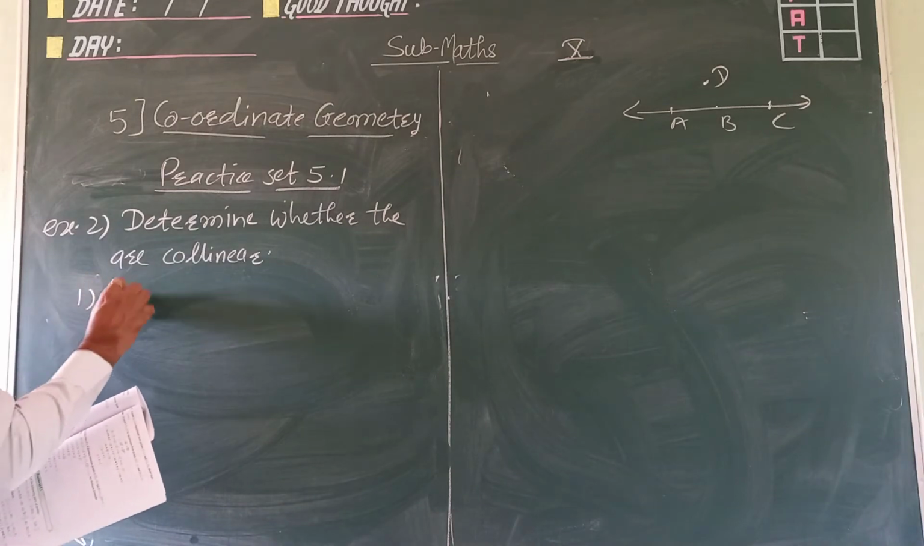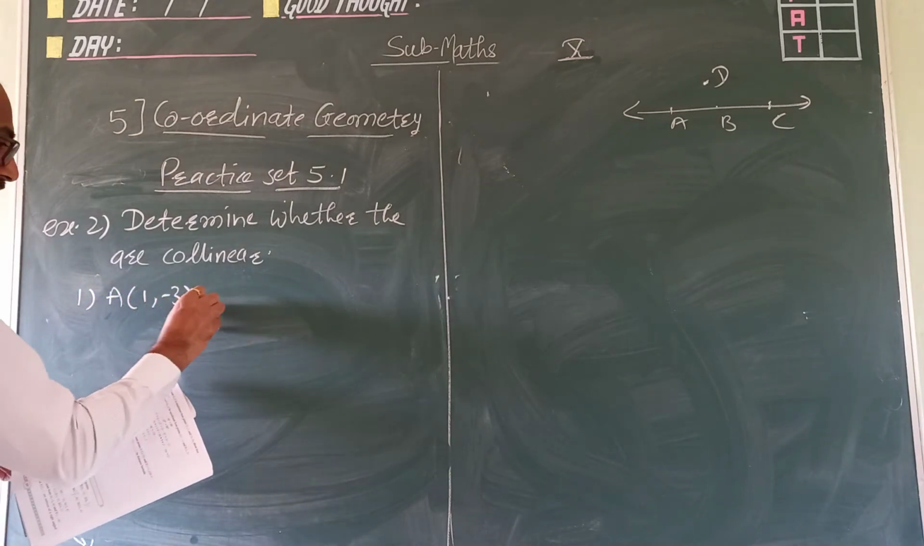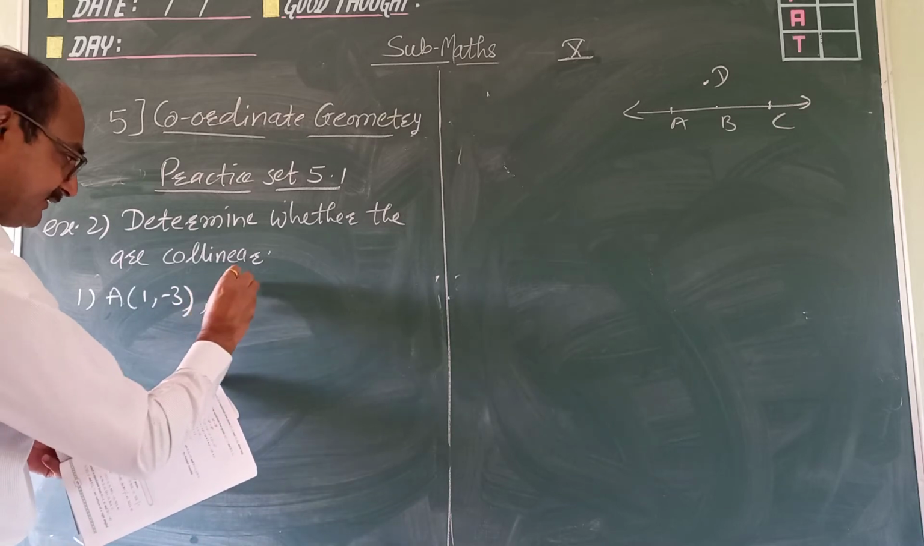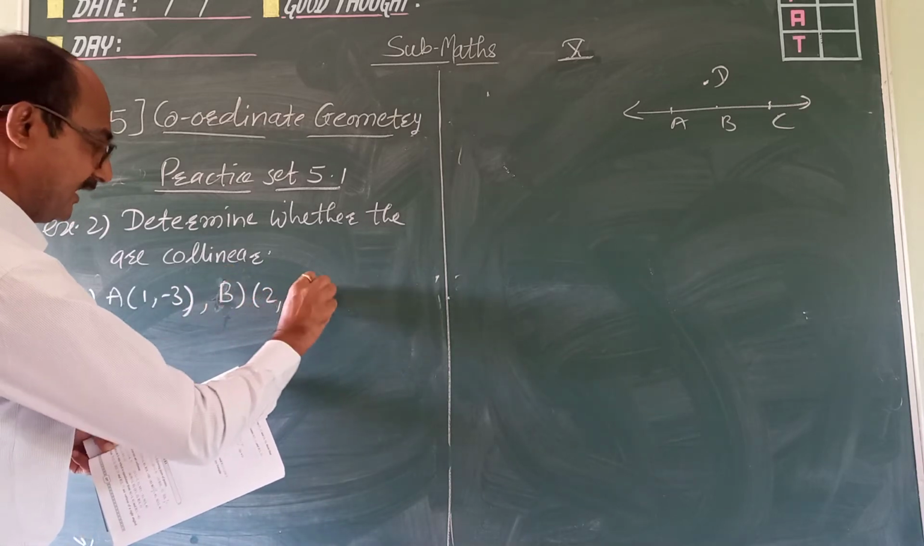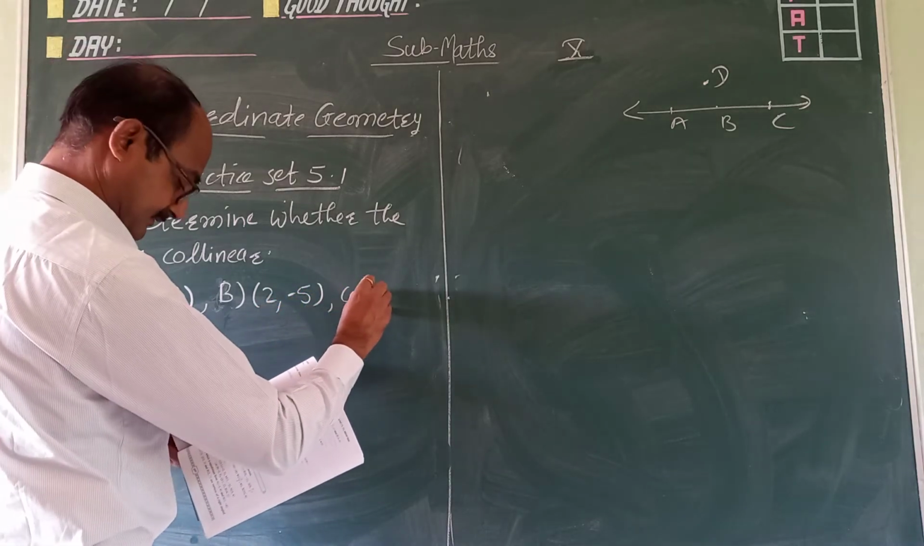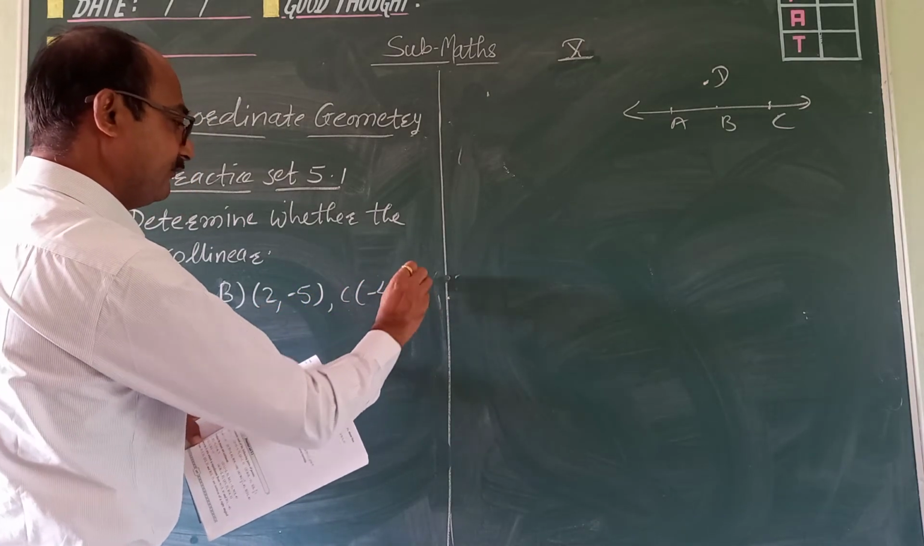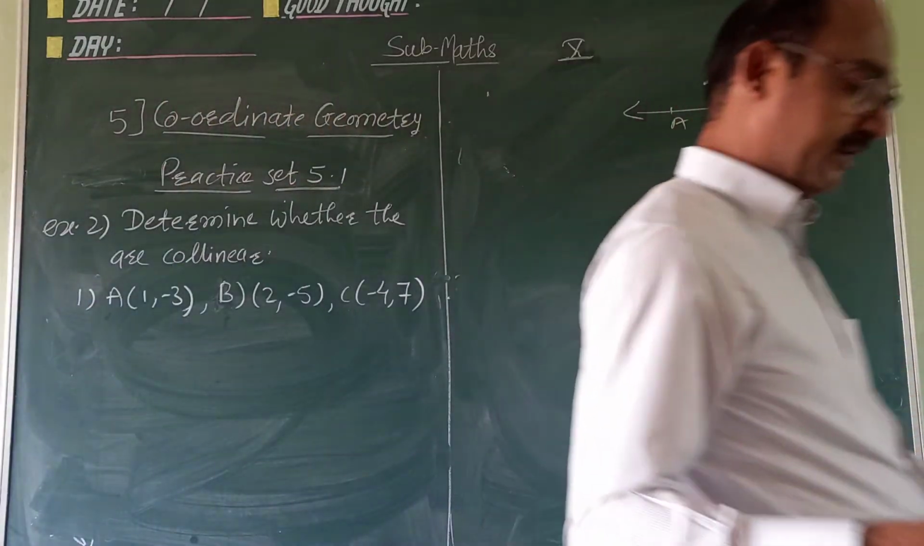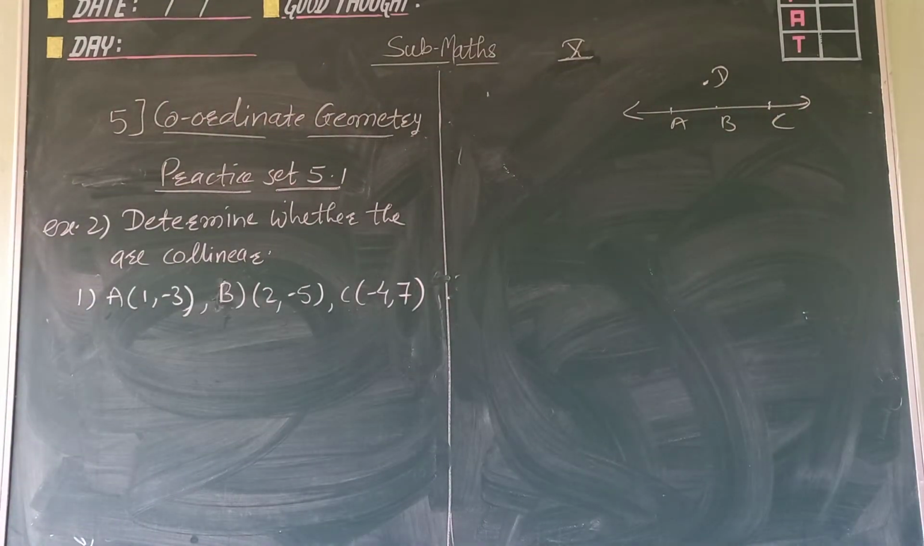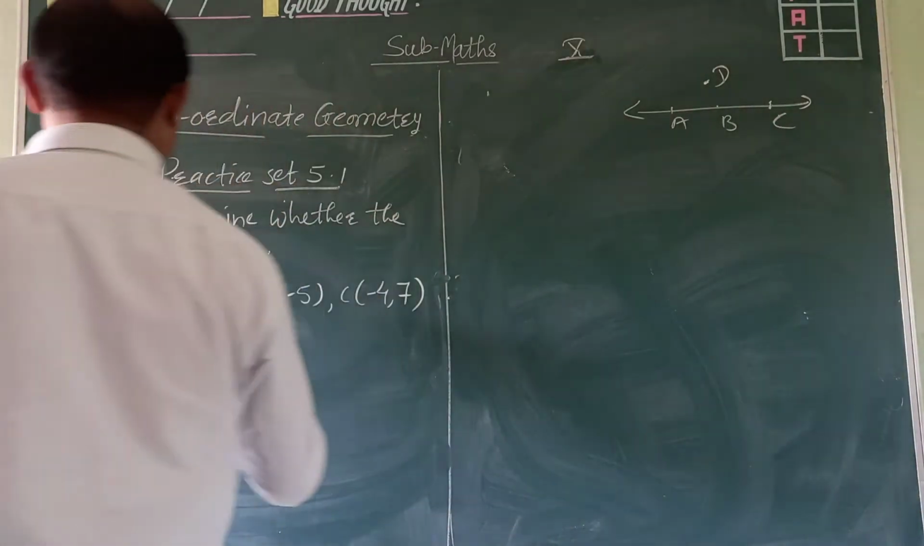Then how to solve this type of example? One example I will solve. A is (1, -3), then B is (2, -5), then C is (-4, 7). We have to show these are collinear. Collinear means we have to show the sum of the two smaller distances equals the longest one. Okay? So you have to assume the points, or if you directly put them, no problem.